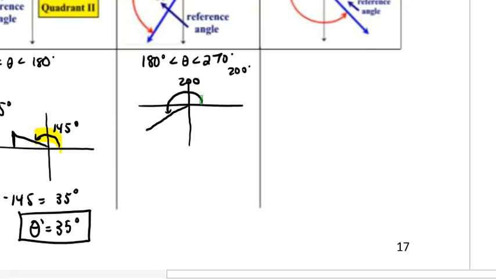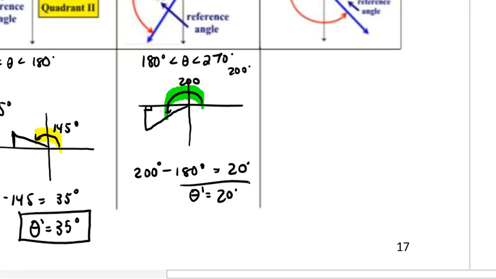Okay. See how we are bigger than a straight line? Okay, but not that close to the whole circle. We're still closer to a straight line than we are to a full circle, but we're bigger than that straight line. Since we're bigger than that straight line, I'm going to subtract 180 from it. Basically, I'm doing my subtraction so that I'm resulting with a positive result. 20 degrees, so my reference angle is 20 degrees.